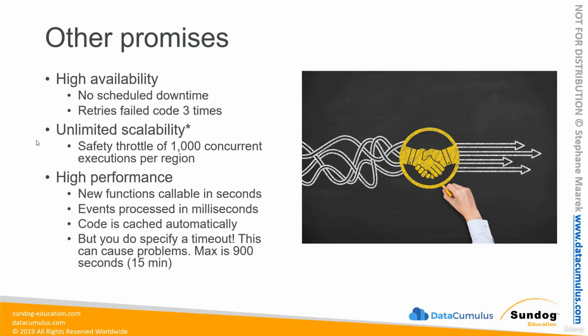Now, the maximum timeout is 900 seconds or 15 minutes. So if you are doing some processing that takes more than 15 minutes for a given batch of data, that's going to cause problems and cause your system to fail. Again, you do need to make sure that your processing is written in such a way that it can be completed relatively quickly, under 15 minutes in the worst case scenario.